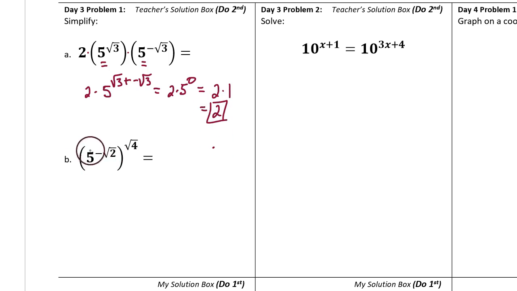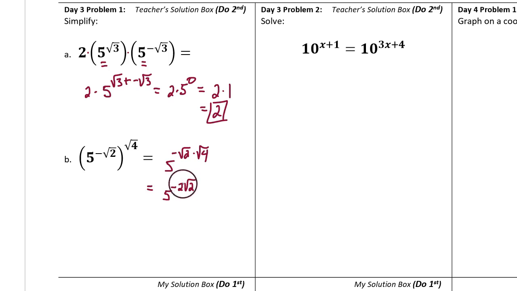Question B. We have a power in the parentheses being raised to another power. So what was the exponent rule about this? A power raised to another power is when you multiply the exponents. So write the base of 5 and then multiply together the 2 exponents. This makes 5 to the negative 2 square root of 2.